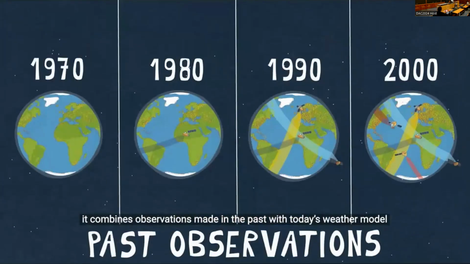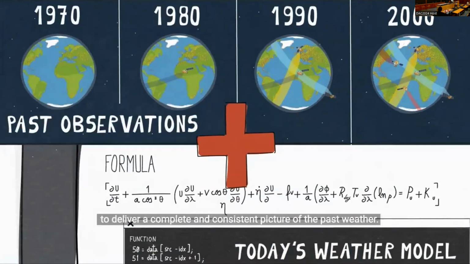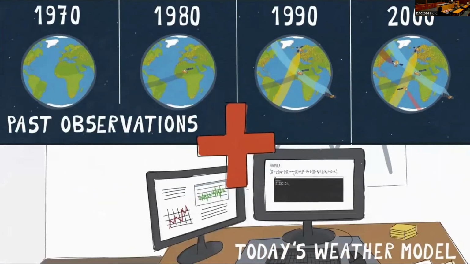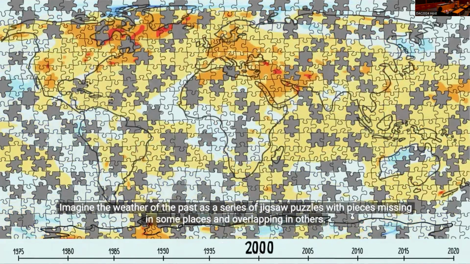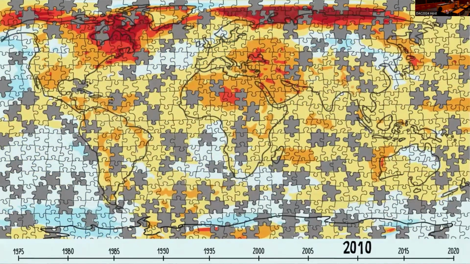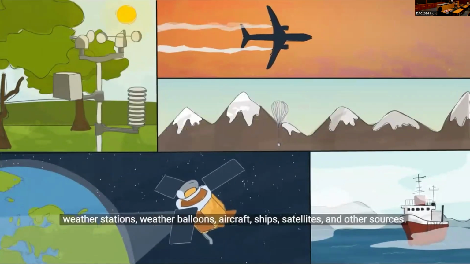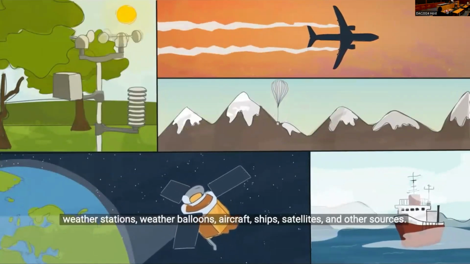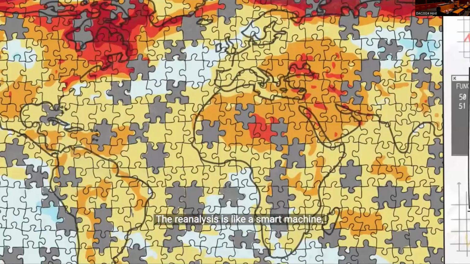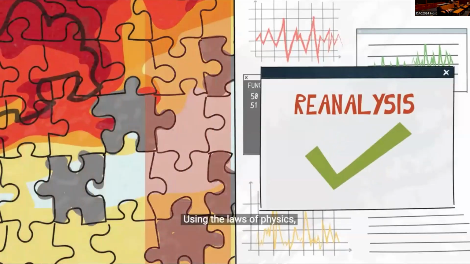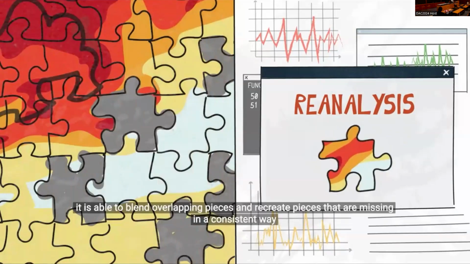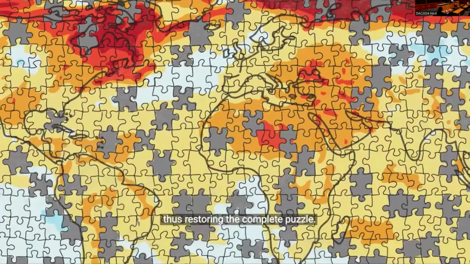It combines observations made in the past with today's weather model to deliver a complete and consistent picture of the past weather. Imagine the weather of the past as a series of jigsaw puzzles with pieces missing in some places and overlapping in others. The pieces we have are observations coming from weather stations, weather balloons, aircraft, ships, satellites, and other sources. The reanalysis is like a smart machine that uses the weather model to combine and process all the information from those pieces. Using the laws of physics, it is able to blend overlapping pieces and recreate pieces that are missing in a consistent way, thus restoring the complete puzzle.